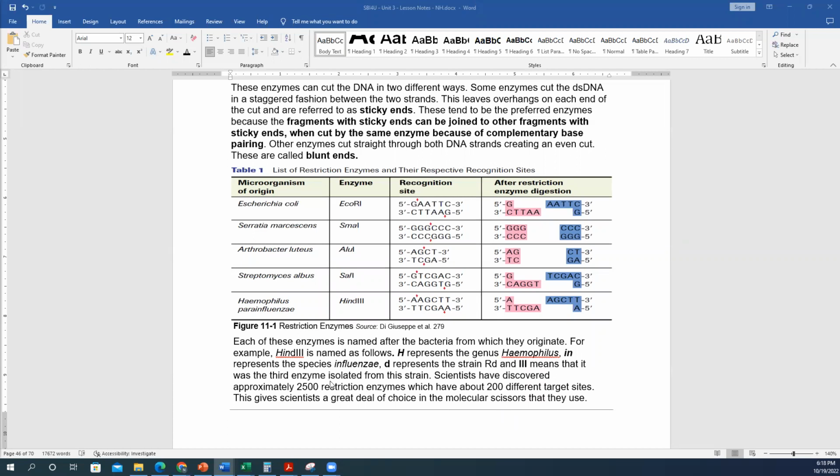There are 2,500, probably more now, of these enzymes available. This number might be somewhat outdated. And there are about 200 different cut sites, probably more. This gives scientists a lot of choice as to what type of molecular scissor they can use, depending on what sequence they want to cut.